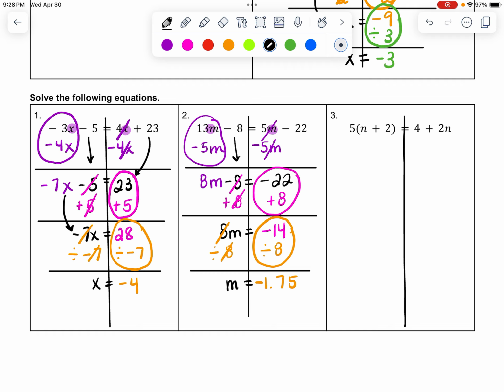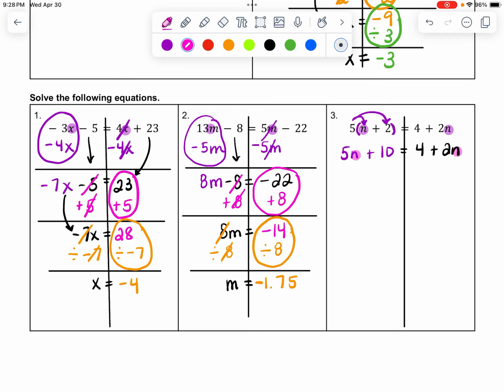So we're going to draw a vertical line through this equal sign. We're going to notice that on the left-hand side there's an n, and on the right-hand side there's an n, but we're also going to notice that there's a parentheses. When there's a parentheses, before we can do anything else, we need to distribute. So we're going to have 5n plus 10 equals 4 plus 2n. Now I can deal with getting my n's together.